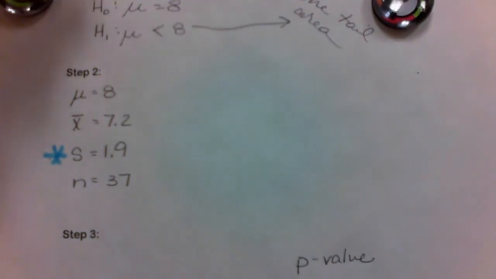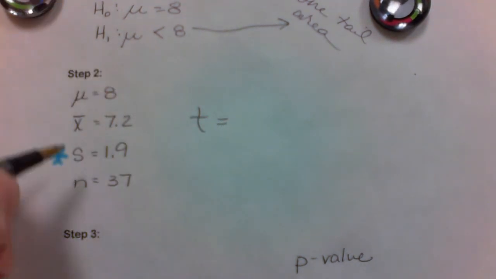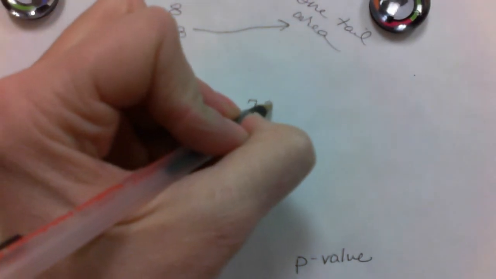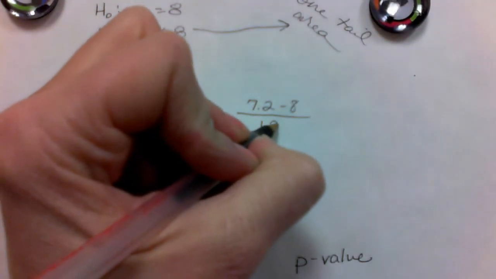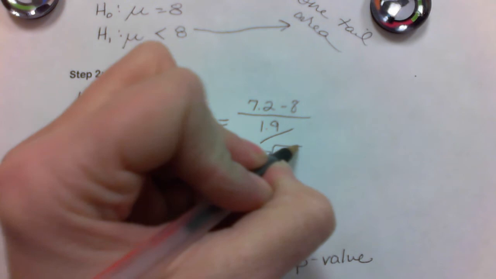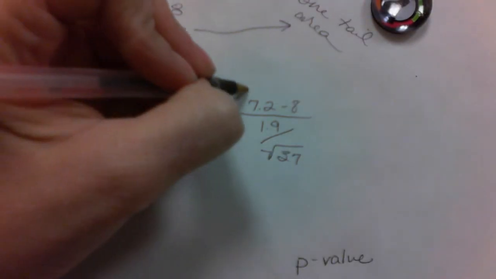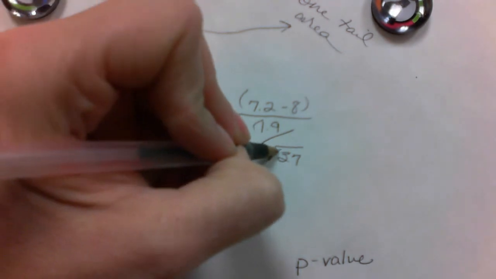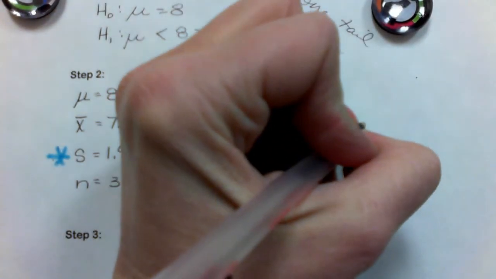So now what I'm going to do is calculate that test statistic, and we know it's a t-value because sigma is unknown. So we have 7.2 minus 8 divided by 1.9 divided by the square root of 37. My parentheses, and then I go to my calculator and do that calculation, and you should get negative 2.56.